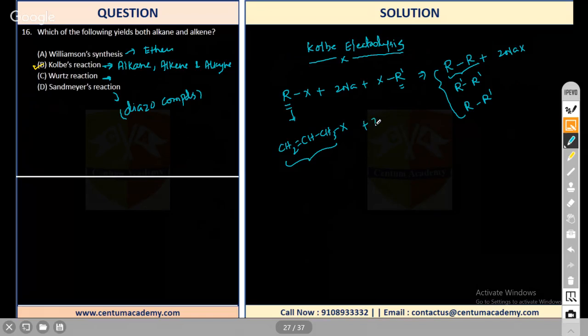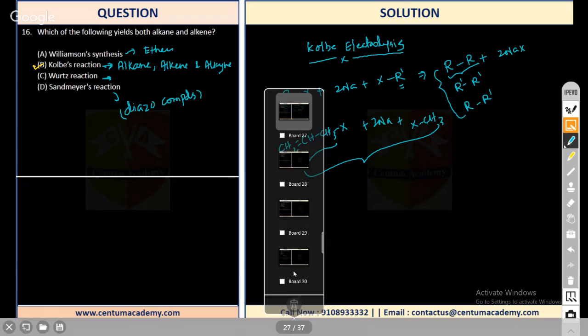This plus 2Na plus XCH3. These two are different first of all. Then you may get a mixture of alkane and alkene. But generally, in Wurtz reaction, we don't take different alkyl halides. That is why we are not considering this as an answer. If the question is multiple choice, more than one correct, then we'll take B and C both in that case. Right? Tell me, what is the answer for the 17th one?